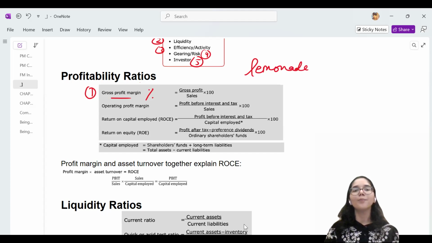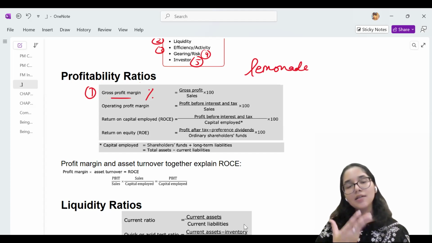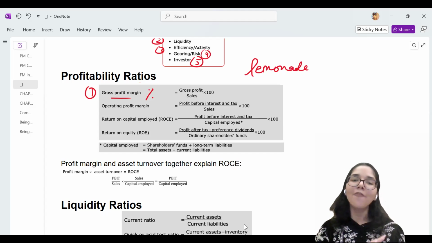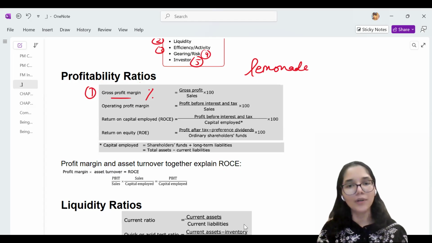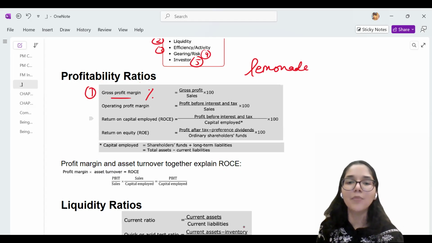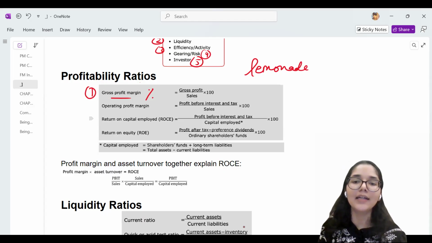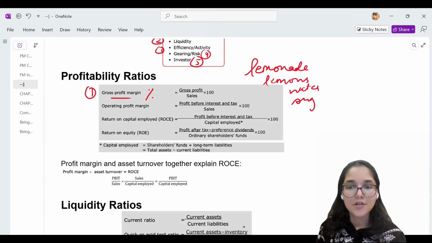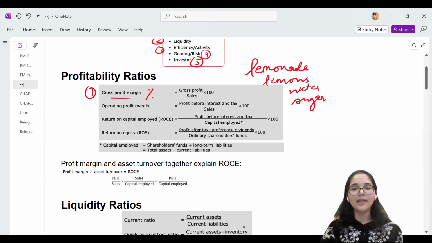Now, if I want to measure how much money is left with me after subtracting all of my raw materials. So when I'm making lemonade, what raw materials will I need? I will need lemons. I will need water. I will need sugar. So these are the primary raw materials that I will need.